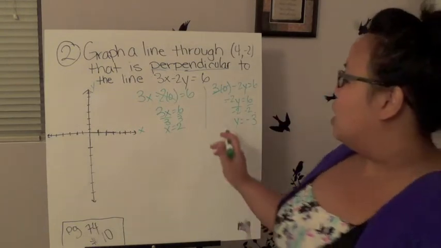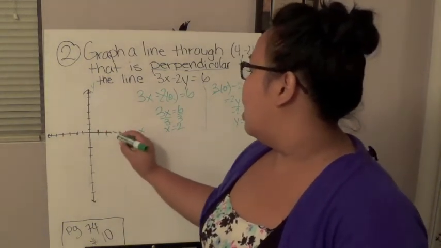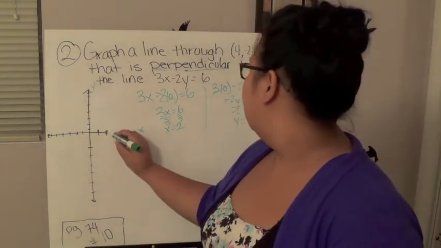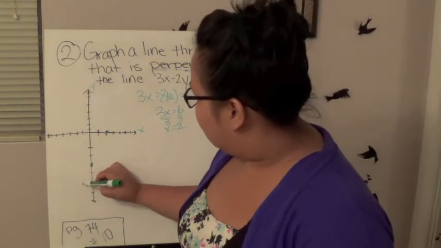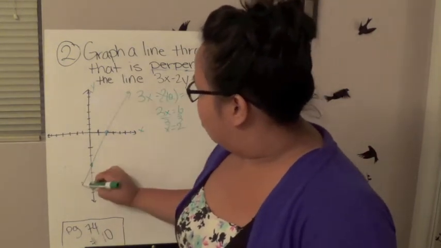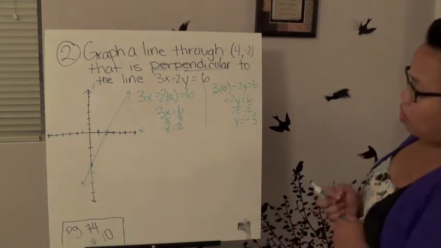So what this tells me is that on my x, the line intercepts at positive 2, and on my y, it intercepts at negative 3. So that's my line.